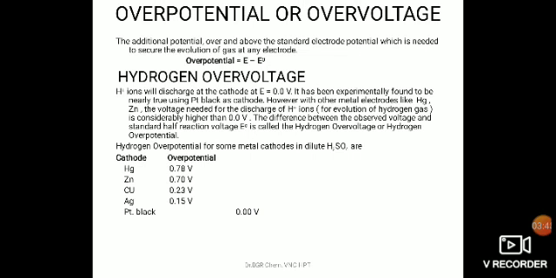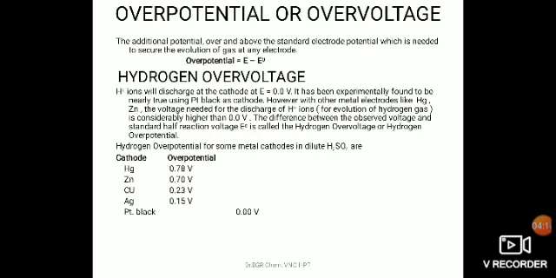Next is overpotential or overvoltage. The additional potential over and above the standard electrode potential which is needed to secure the evolution of gas at any electrode is called overpotential, and that equals E minus E0, where E is the applied potential externally and E0 is the standard cell potential.